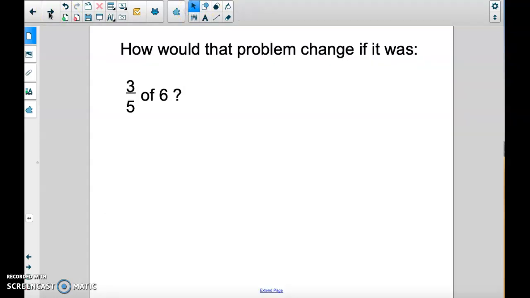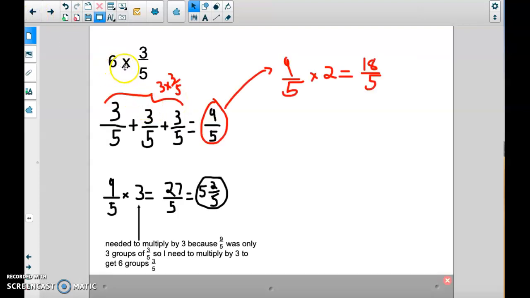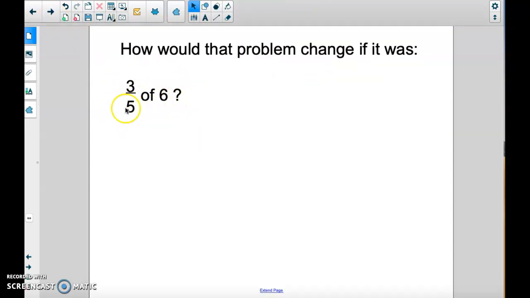So I have a quick question for you. Would the problem have changed if I did 3/5 of 6? Because if I think about this, 6 times 3/5, that means it's going to get bigger because I'm multiplying it by 6. But 3/5 of 6 doesn't mean it's going to get smaller. So would that answer be any different? No. Hopefully we thought about the fact that no, it's the same. Mr. Rupar, you're being silly. 3/5 of 6 is equal to 3/5 times 6.